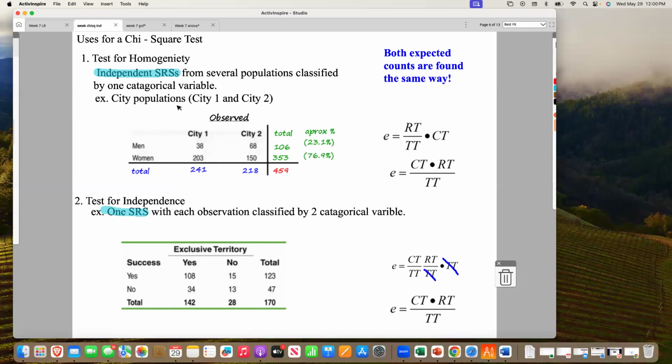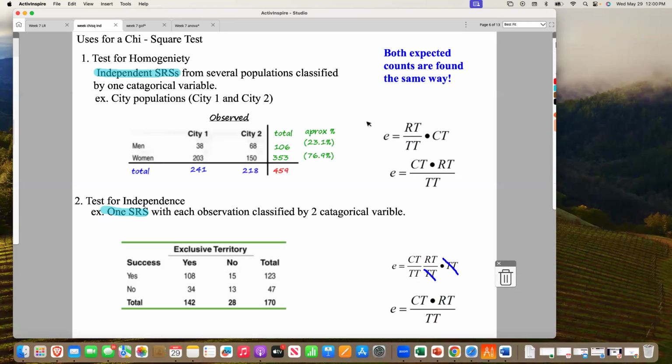With the men and women, we could look at this as two independent simple random samples from two cities: 218 from city 2, 241 from city 1, classifying in terms of men and women. Or we could just look at it as a test of independence, which is what we were dealing with in the exclusive territory example, just picking stores and then classifying in terms of two variables. So technically, this test of homogeneity could fall within this category also, because the expected counts are computed exactly the same.